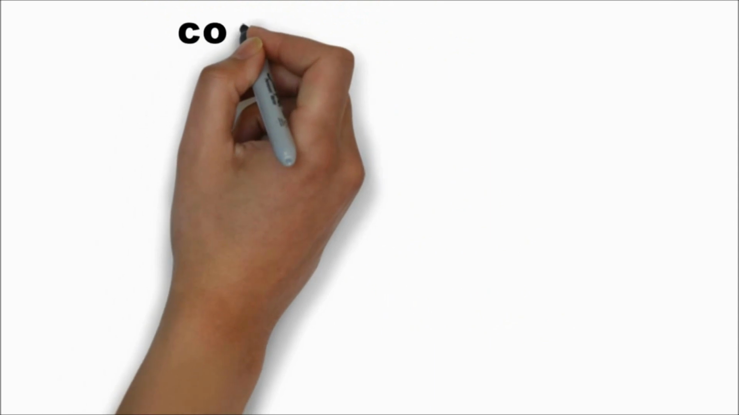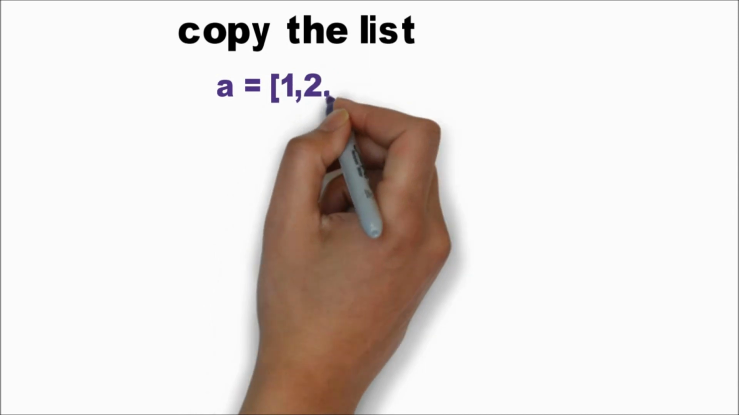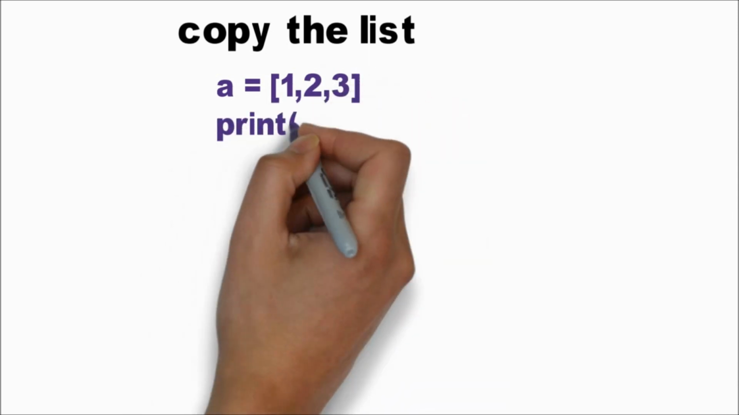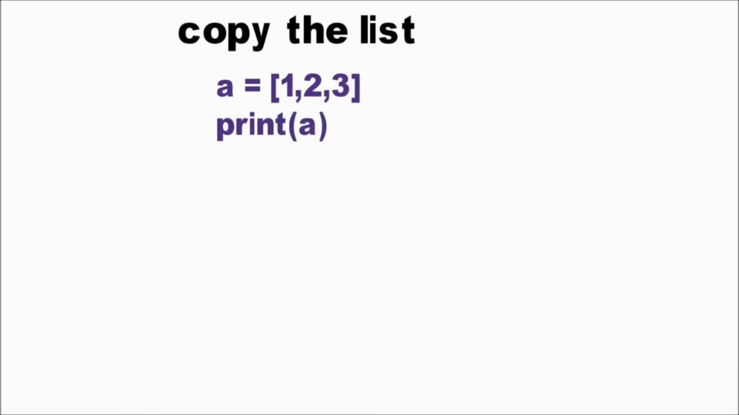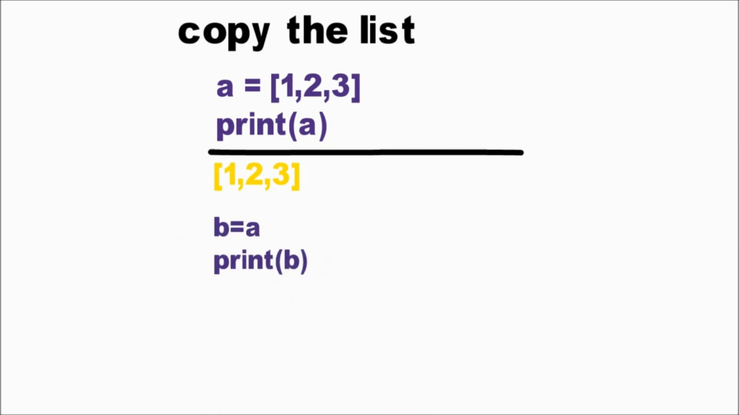Next we shall understand how to copy a list. Copying a list is somewhat tricky. We shall understand why, step by step. Let's assume we have a simple list a equal to 1, 2, 3. If we want to make a copy of this list and assign it to another variable b, we can simply write b equal to a. So b also has the same items as a.